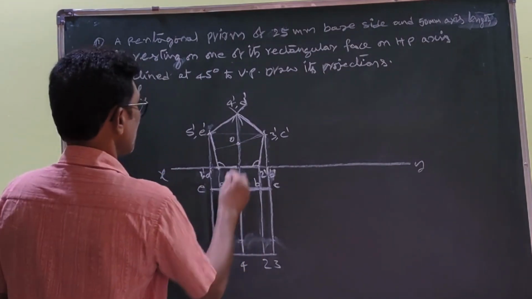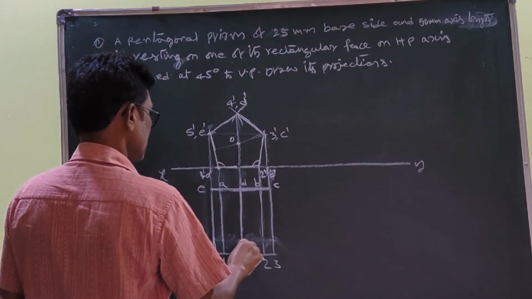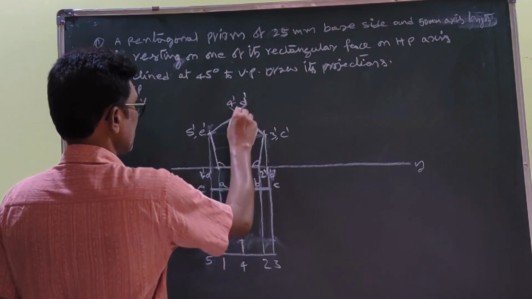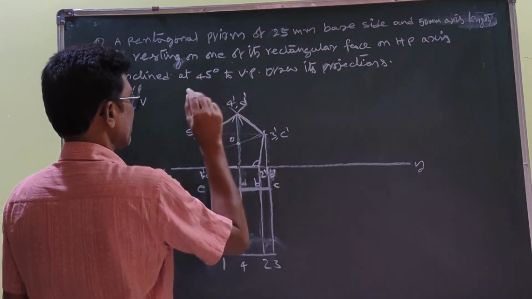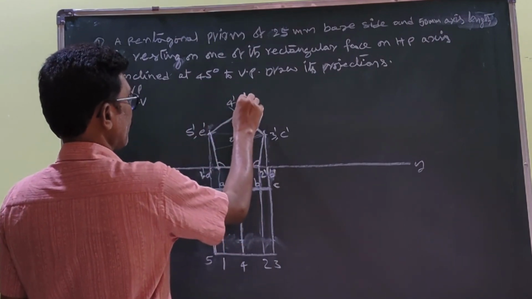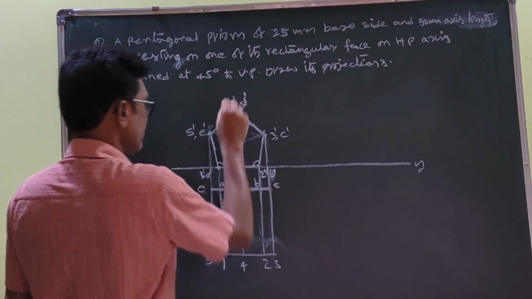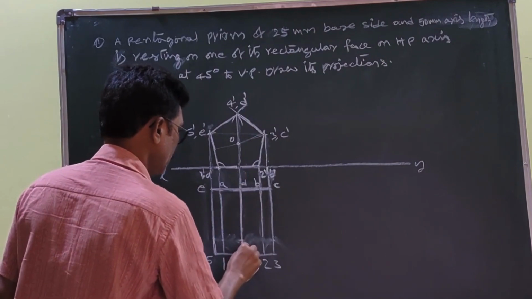So you see this. This is the axis. On the axis, when you see the top view, the 4 dash and D dash edges appear. This is nothing but D4.